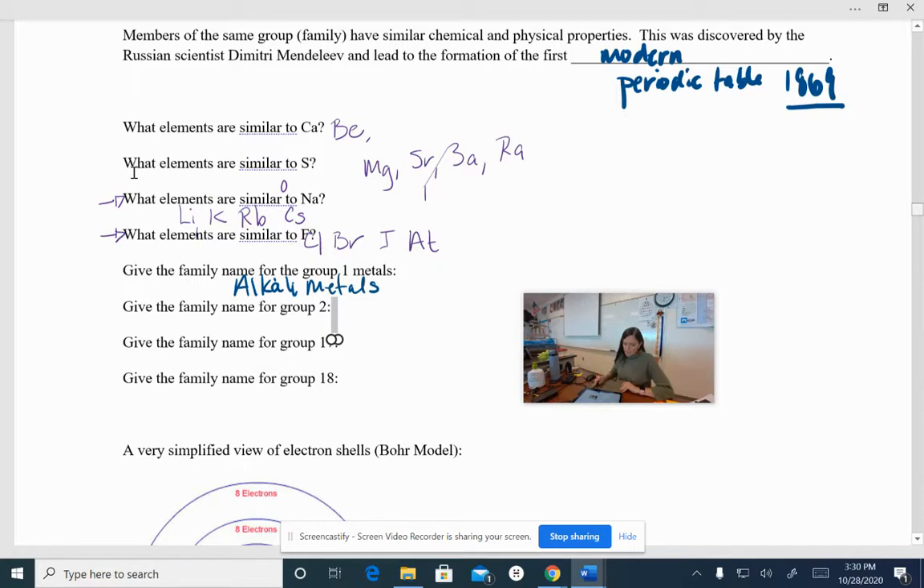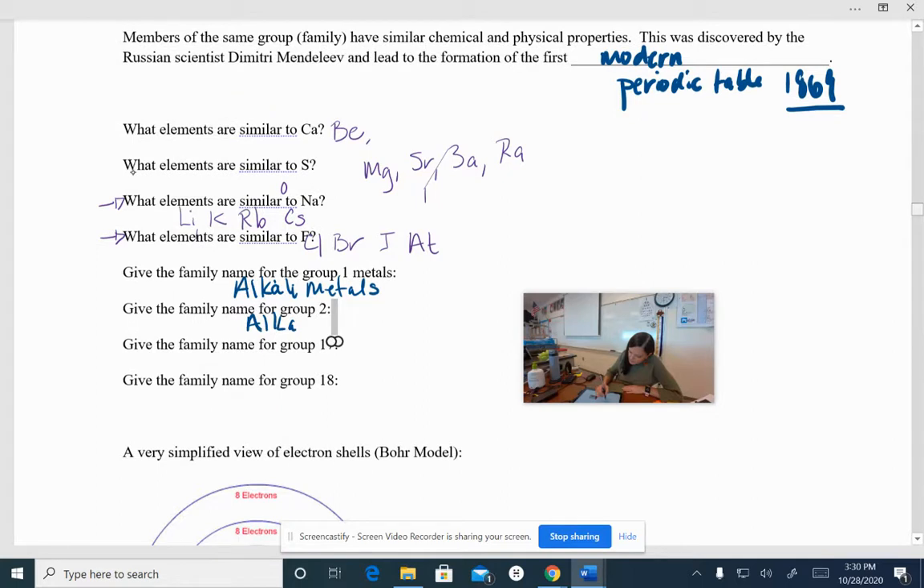Give the family name for group 2. Go back and look at your periodic table that we colored up. Group 2, if you remember, is called the alkaline earth metals.